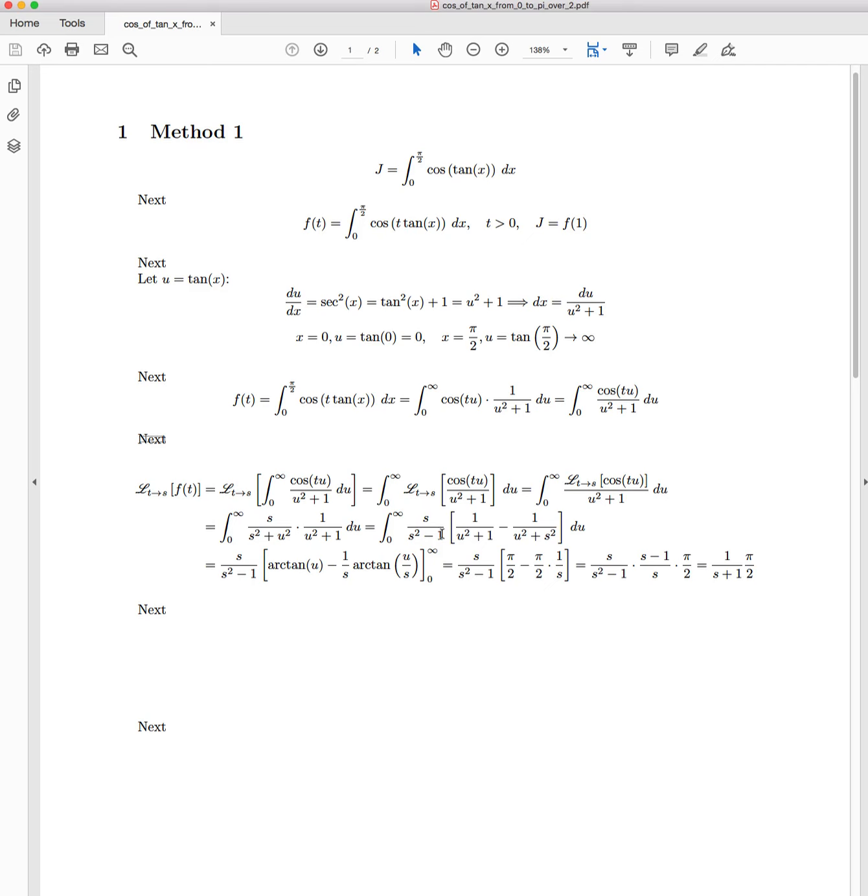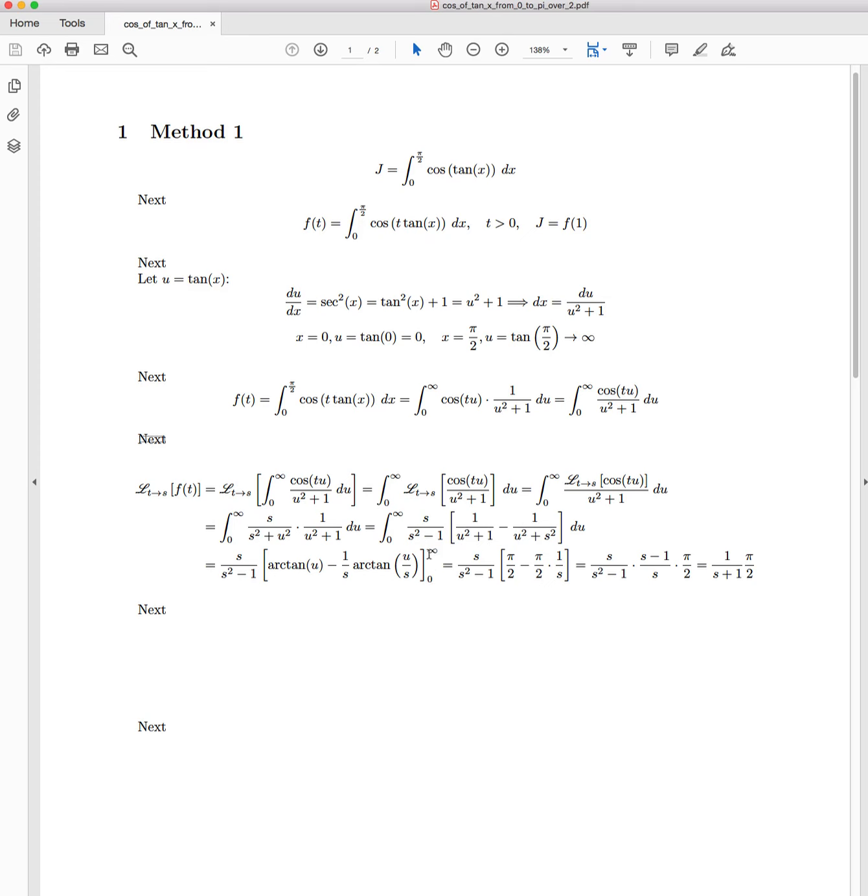So we have s over s squared plus 1, 1 over u squared plus 1 minus 1 over u squared plus s squared du. Now remember, this is an integral with respect to u, so this s term can go out the front. And so if we integrate the first term, that just becomes arctan of u. If we integrate the second term, that just becomes 1 over s arctan of u over s. If you're unsure, in both cases, just let u equal tan theta and it comes out very easily.